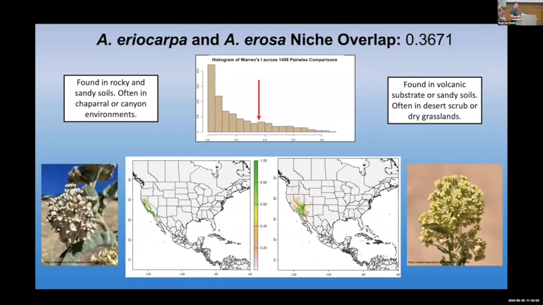And then another set that closely occur in California and the southwestern US, Ariocarpa and Arosa, and this sits very much in the middle of those two previous examples, which I think is interesting.